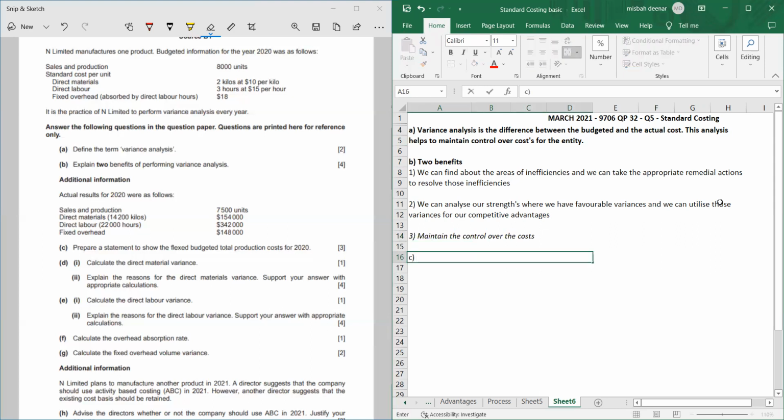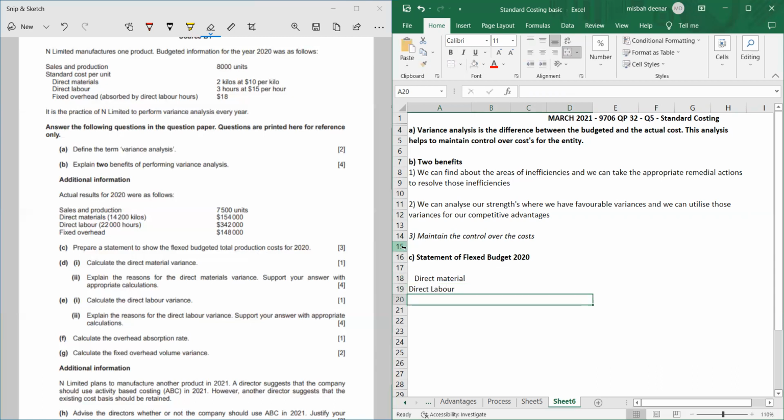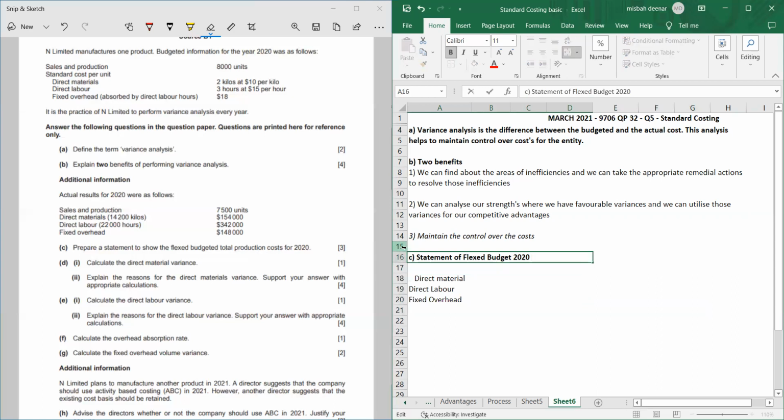Then moving on to C, statement of flex budget 2020. So prepare a statement to show the flex budget total production cost for 2020. So total production cost would consist of direct material, direct labor, and fixed overhead. Okay, so since it's a flex budget, flexed is on actual units versus budgeted rates.